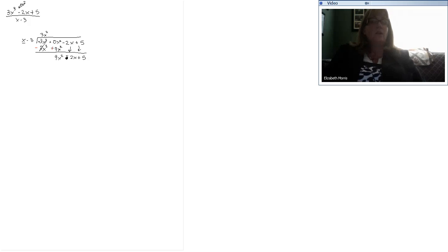Now, start all over again. What would I multiply x by to get 9x squared? 9x. 9x times x is 9x squared, and 9x times negative 3 is negative 27x. But we are subtracting now, so we have to change the signs. This becomes negative, that becomes positive, that cancels out, and the other gives me negative 2 and positive 27, which gives me 25x plus 5.